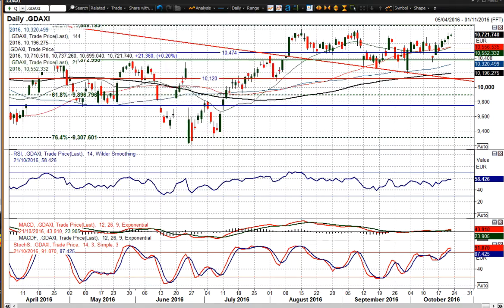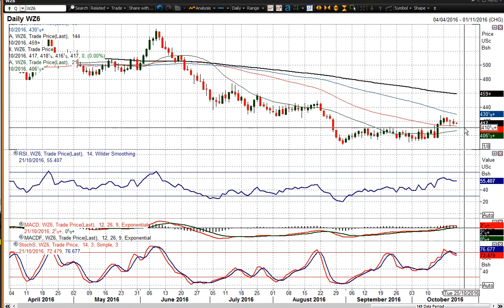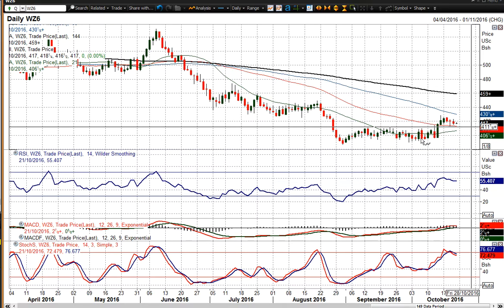WZ6, let's look at the daily. Yeah, it's just rolled over. Stochastic sell signal is not great. It's a bit disappointing, I think. You could see a move back towards 412, I think, which is the breakout level. On a medium-term basis, whilst above that, I think it's still positive.